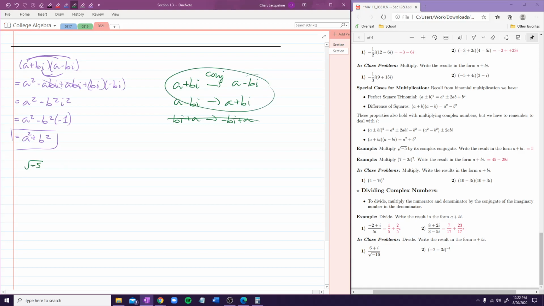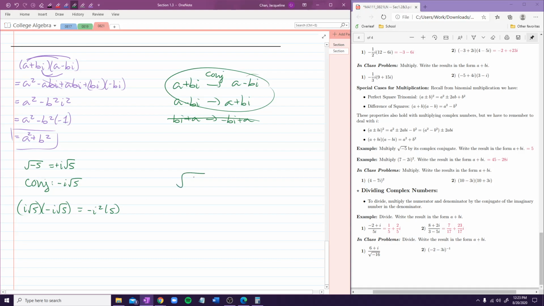Okay. So, first, what is the square root of negative 5? So the square root of negative 5 is i times the square root of 5. Right? So this is positive. Right? So what would the conjugate be? The conjugate is just the opposite. The opposite is negative i square root of 5. Okay? So if I take i square root of 5 and then I multiply it by its complex conjugate, which is negative i square root of 5, what do I get? i times negative i is negative i squared. Square root of 5 times square root of 5, that is 5.